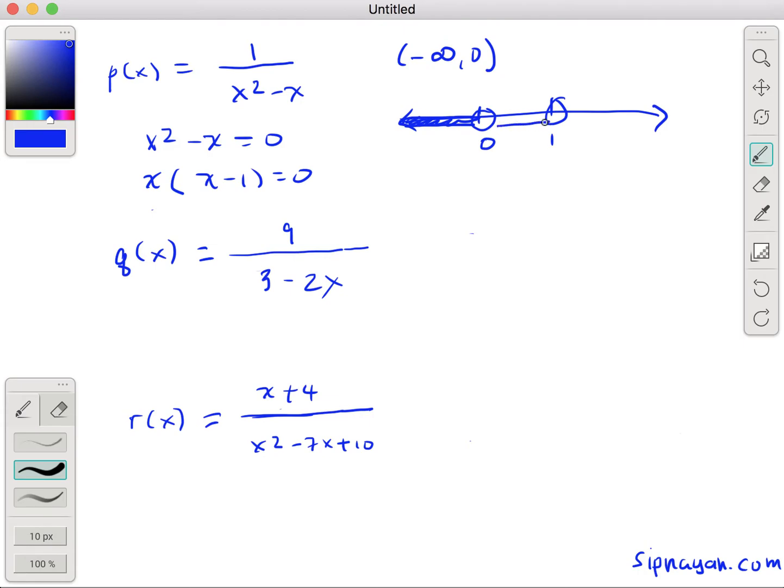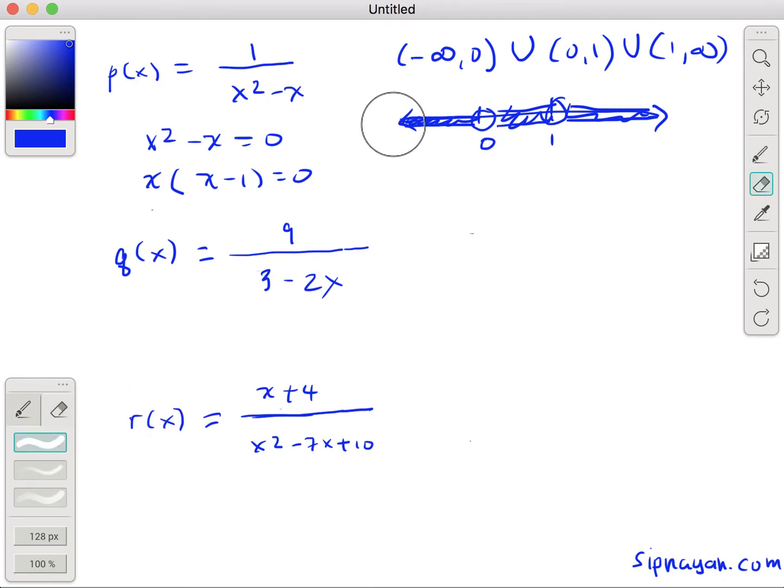Tapos from 0 to 1, itong part na to. So, from 0 to 1. And from 1 up to infinity. Pakanan naman siya. From 1 up to infinity. Okay. So, using the interval notation, ito na yun. I-union lang natin yan. Okay. So, ibig sabihin, except 0 and 1 yan. Okay. So, yan yung ating domain for this first function.